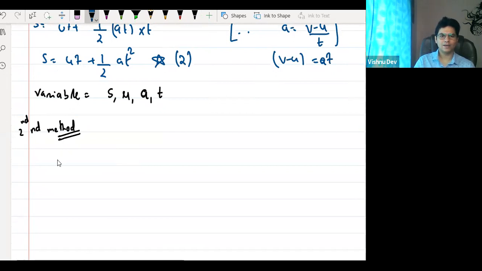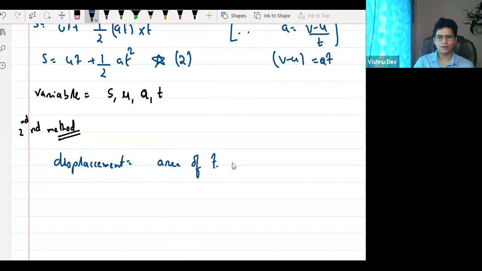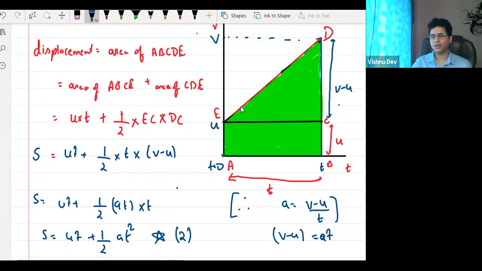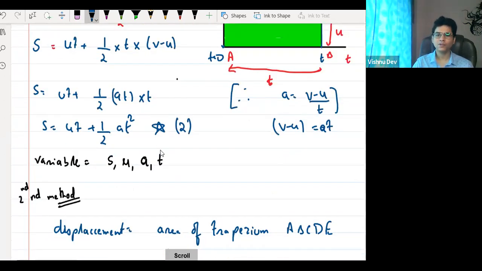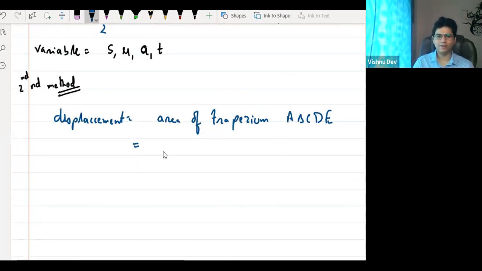So can I say, sir, displacement is equal to area of trapezium A, B, C, D, E. Yes or no? Raise your hand. Yes or no? Raise your hand. Right? So what is the formula of area of trapezium? Anyone? How many of you remember that? Tell me. What is the formula of area of trapezium?